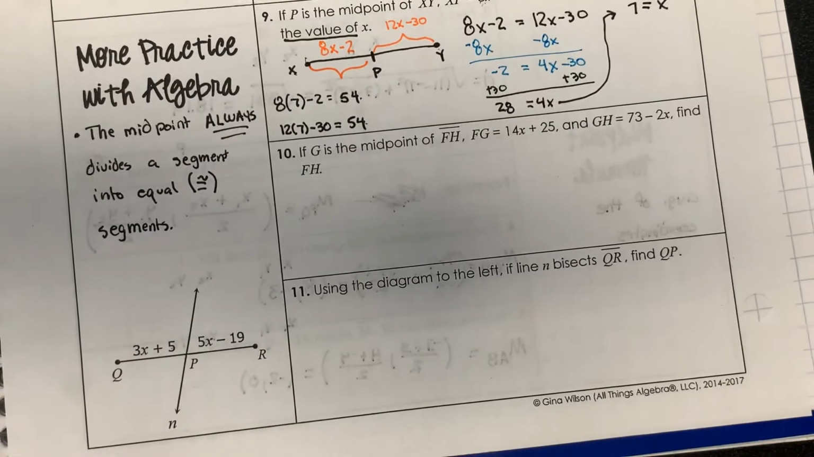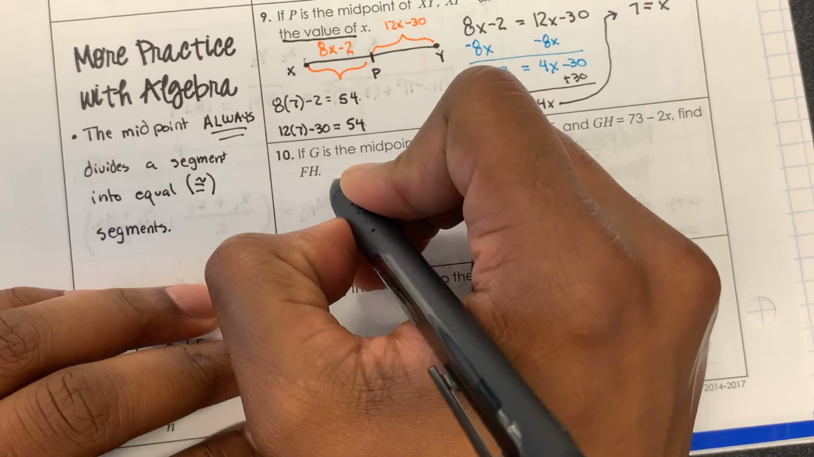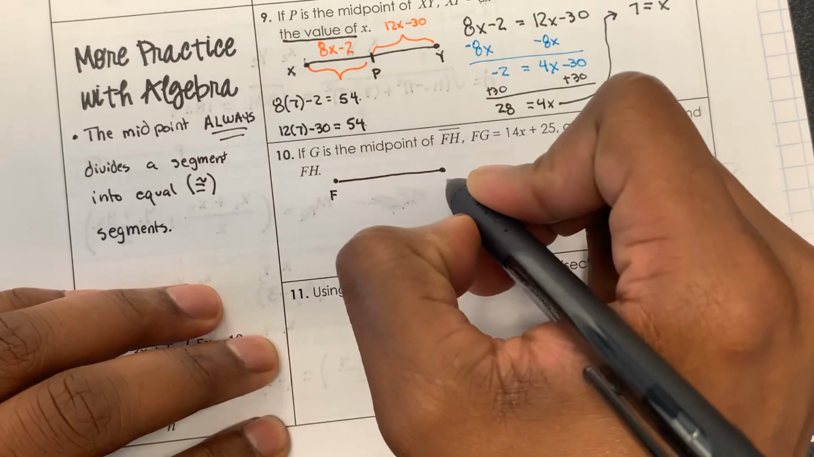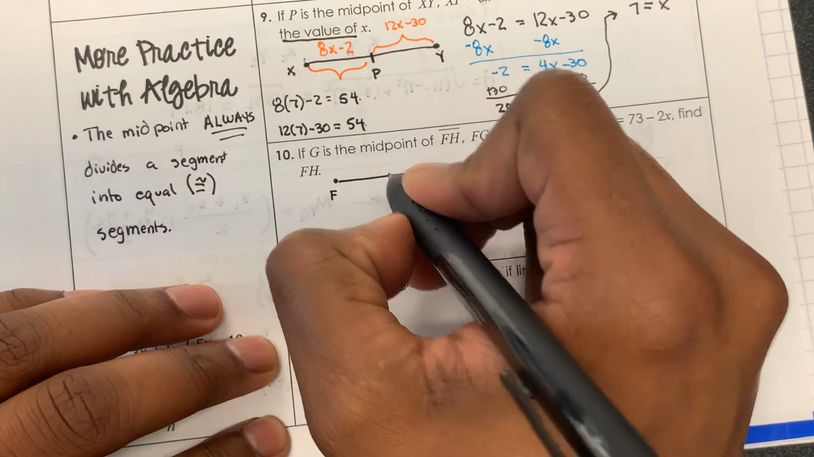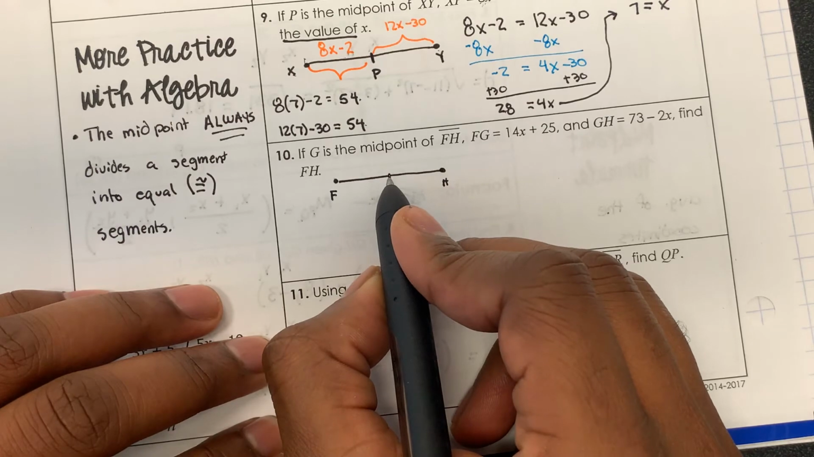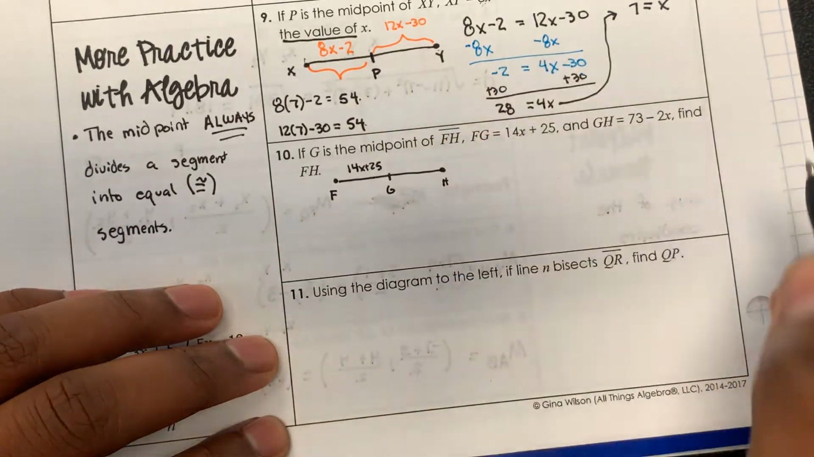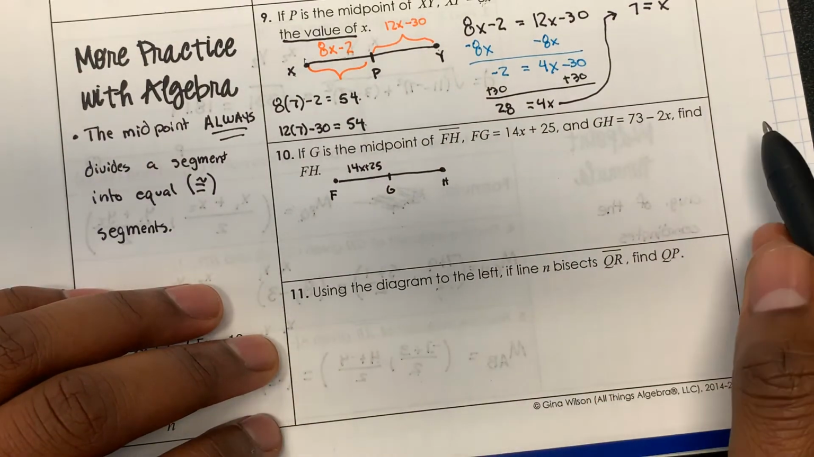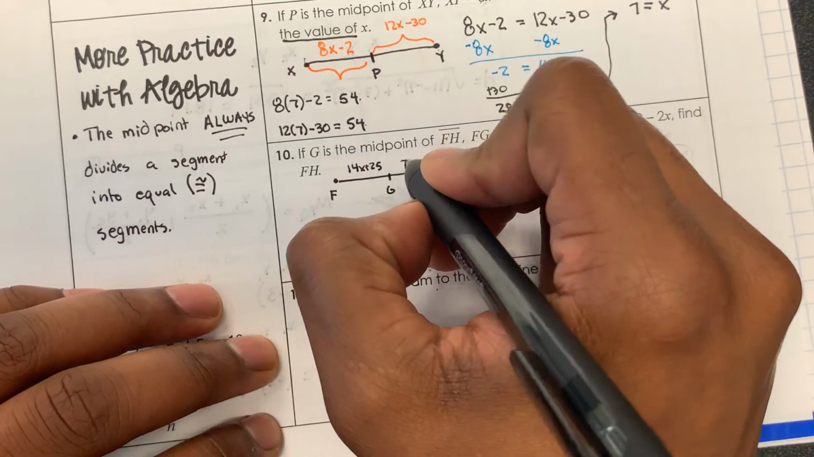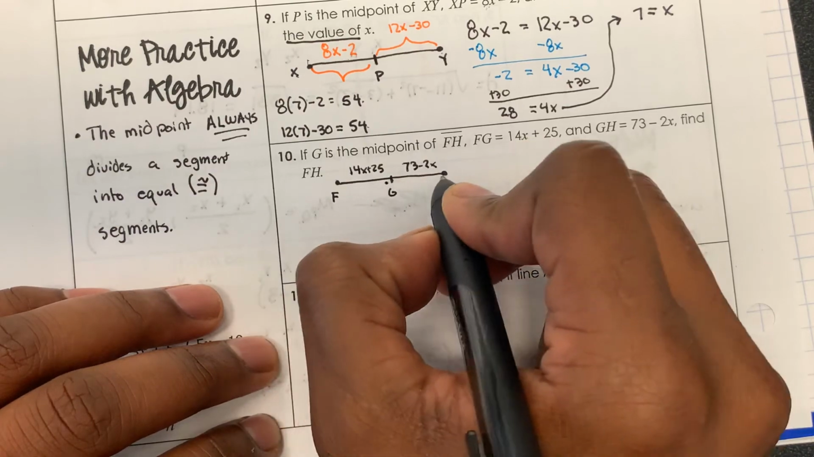For number 10, G is the midpoint of FH. So let's draw this segment first. We have from F to H, and G is in the middle. So we know that FG is 14x plus 25. So this segment is 14x plus 25. And GH is 73 minus 2x. So 73 minus 2x. So this segment length is the same as this segment length.